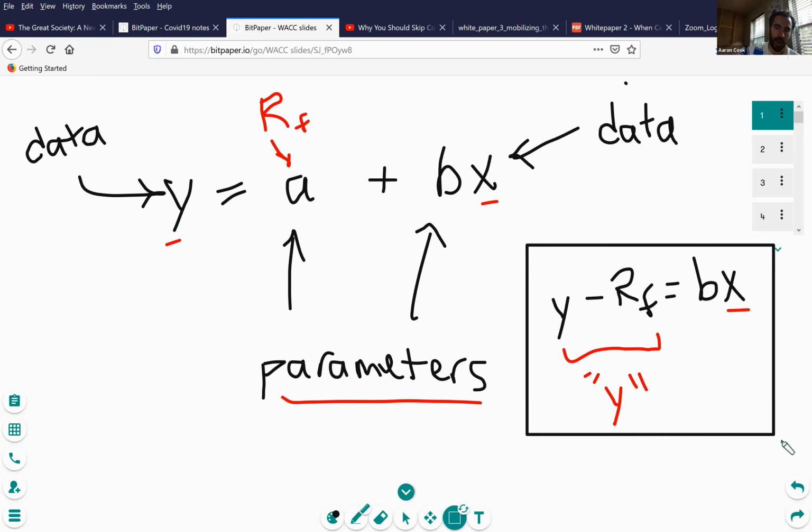So that's why we subtracted the risk-free rate. It was basically to constrain the regression so that the intercept parameter A would be equal to the risk-free rate. Okay, so that's the reason why we subtracted the risk-free rate.